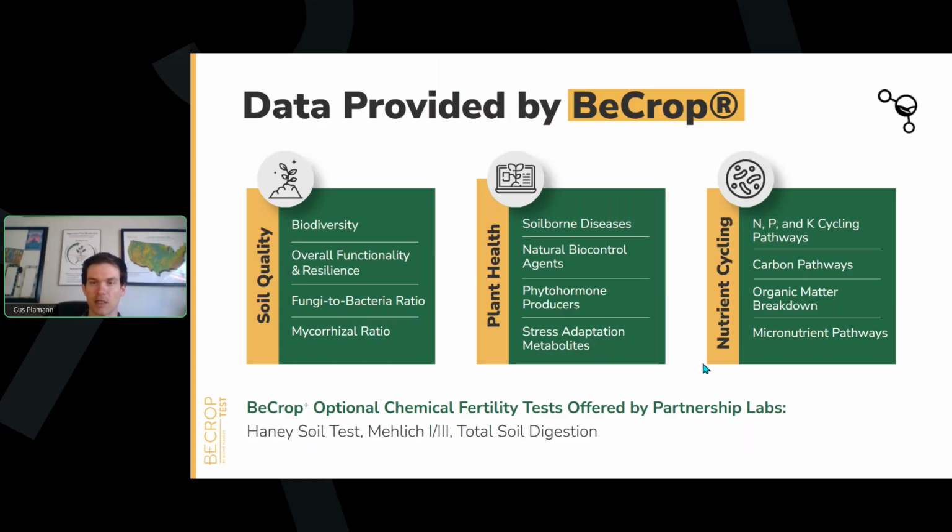And then lastly, nutrient cycling. This is a category that looks at all the different microbial functions involved in unlocking nutrients, converting them between different forms, and making them more plant available. So of course, N, P, and K cycling are among the primary focuses of BeCrop. Carbon pathways, which includes microbes that emit carbon from the soil through the process of aerobic respiration and anaerobic processes.